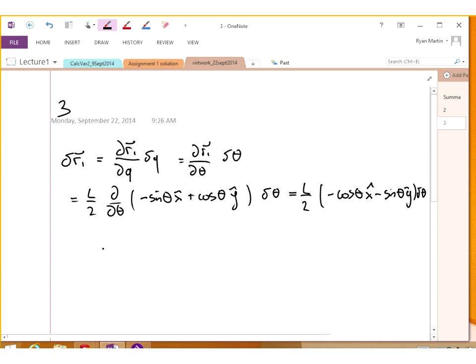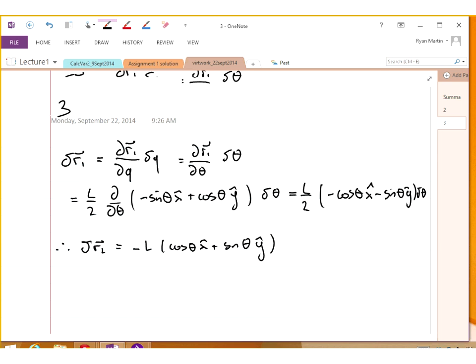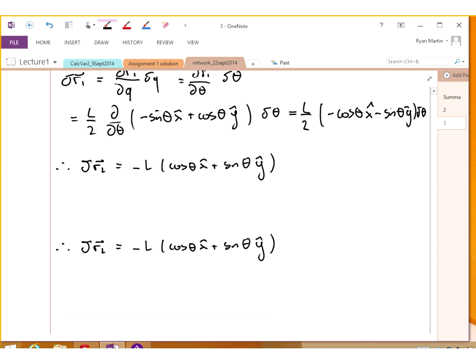And so similarly, delta R2, the same math, is simply minus L times cos theta x hat plus sine theta y hat. Right? Now, we write out the total virtual work.